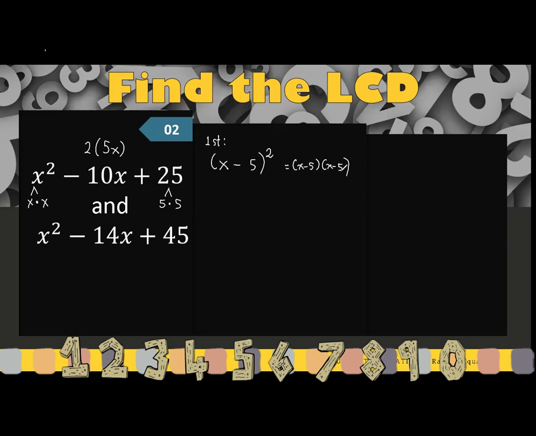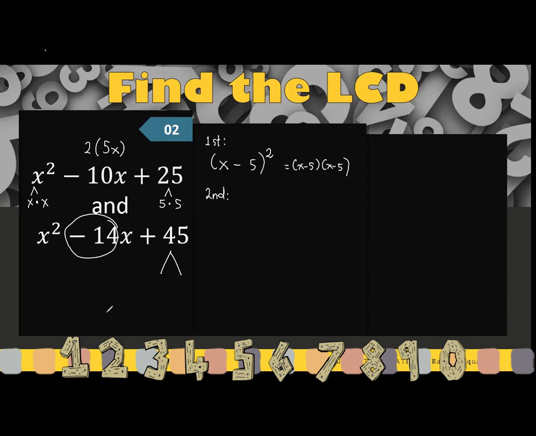So we would have used x minus 5 twice in the LCD because it showed up twice in one of the polynomials, okay? However, it is a good suggestion to use the exponents in factored form so as to use the same pattern or with the highest exponent as used with the given monomials. Now, for the second polynomial, we have to get the two factors of positive 45 that will give a sum which is negative 14.